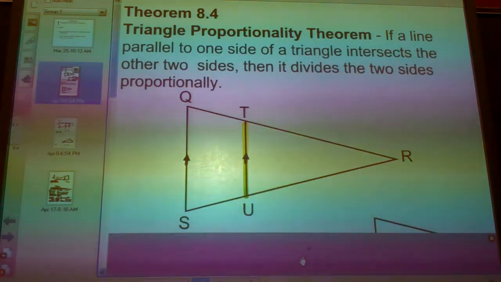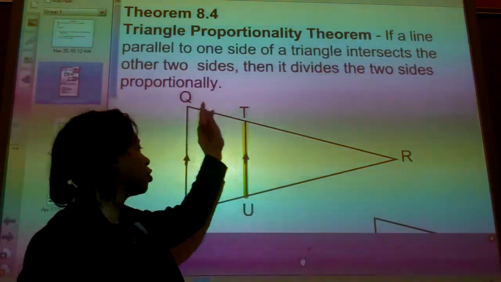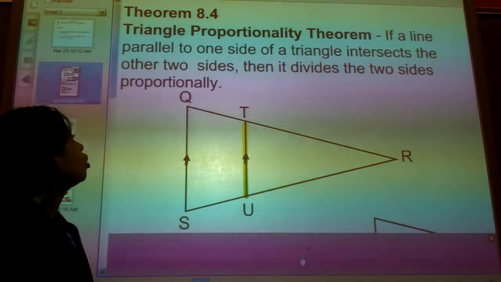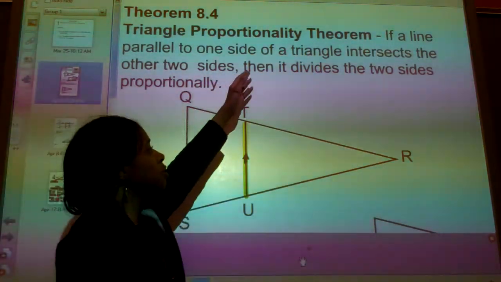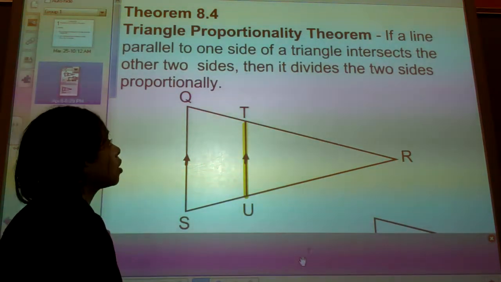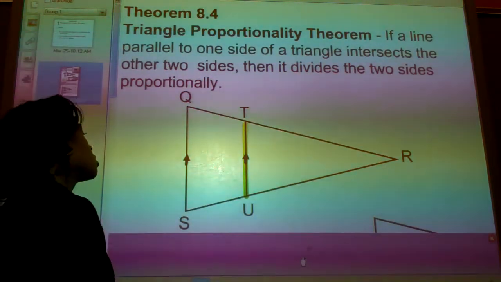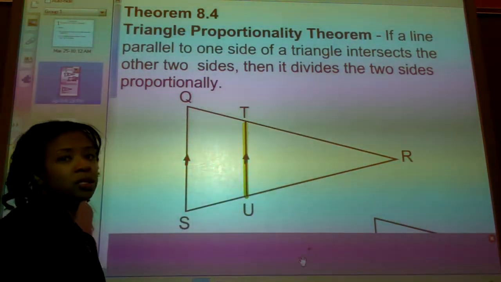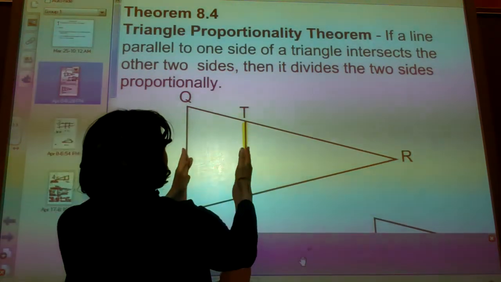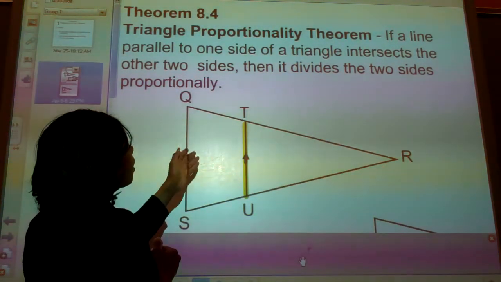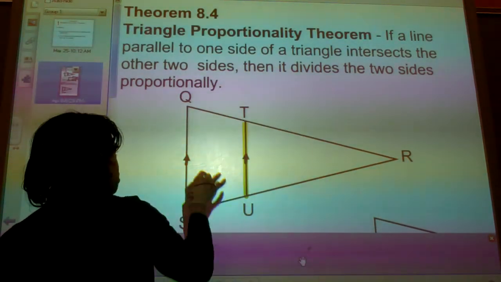All right, so we have the following two triangles. We have triangle QRS and TRU. And what the Triangle Proportionality Theorem is simply stating is if a line is parallel to one side of a triangle and intersects the other two sides, it divides the two sides proportionally. So basically, TU is a proportional line. It is in direct proportionality, or parallel, to QS. So TU is parallel to QS.